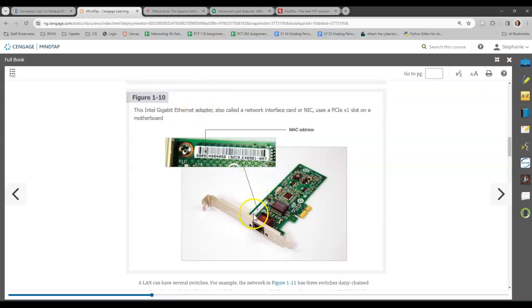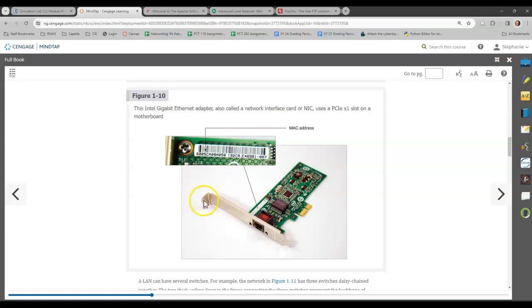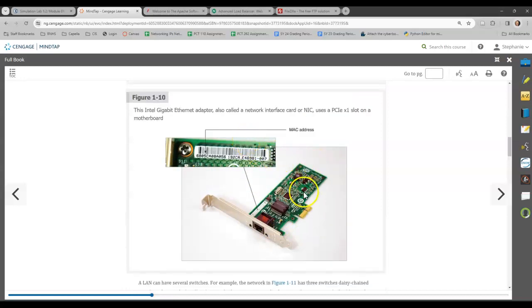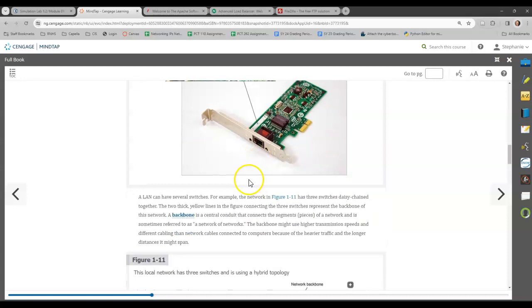So here's the network card. Here's where it shows the MAC address. And the MAC address is burned in, so it's always on that network card. So that's how you know it's a MAC address. It's burned in, always on that network card.